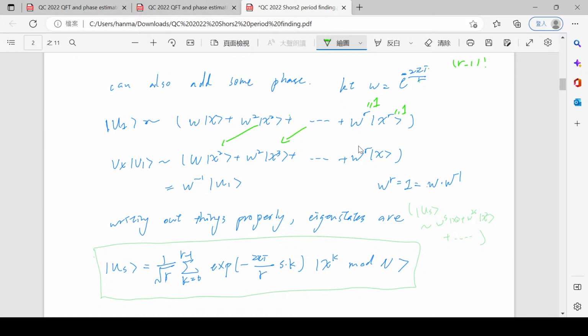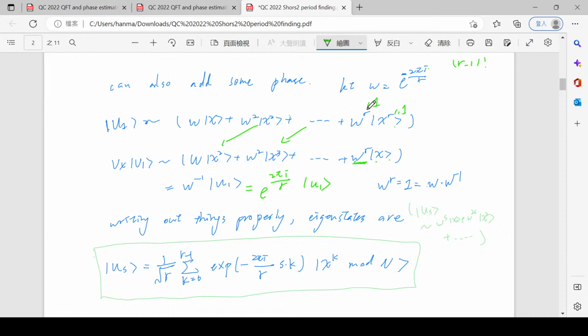So that means that this omega to the r, actually omega to the r, as we say, equal to 1. And that is omega times omega minus 1. So what I'm trying to say is U_x U_1 equal to omega minus 1 times U_1. And we want a negative sign, because this is equal to e to the r 2 pi i U_1 with a plus sign here. Okay.